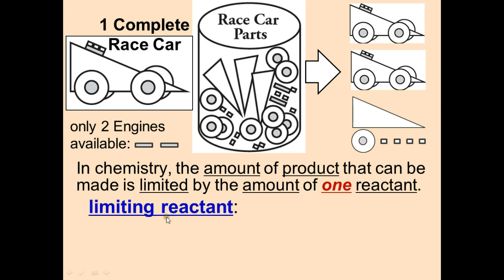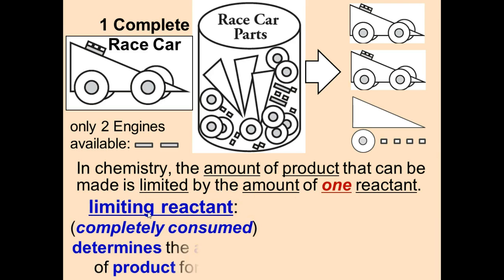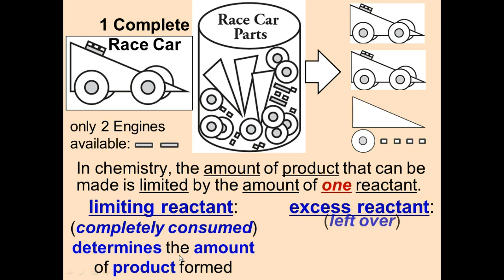The limiting reactant is completely consumed, so this reactant is used up completely, and it determines the amount of product formed. Then we have the excess reactant, or the reactants that are left over. In this case these would represent the excess reactants, and these two engines represent the limiting reactants. These are completely used up, and these are all left over.